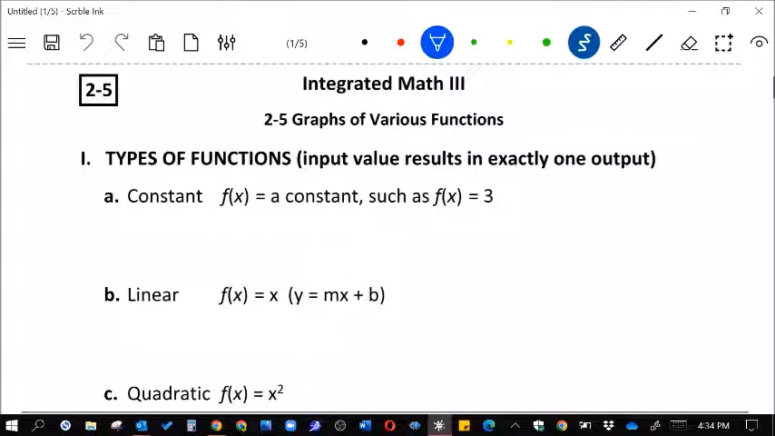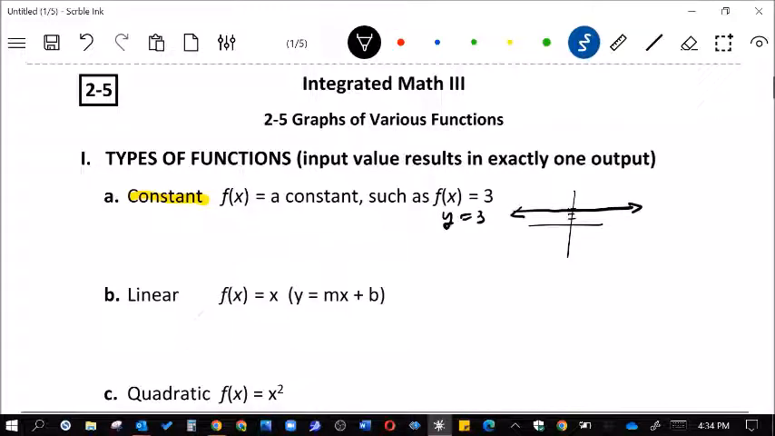Welcome. We're going to look at graphing various functions, and we'll start off with some of the things that everyone has seen to this point. So, for instance, first is a constant function, such as f of x equals 3, which we're used to seeing as y equals 3. That would be a function because y is equal to 3 at every point along that horizontal line.